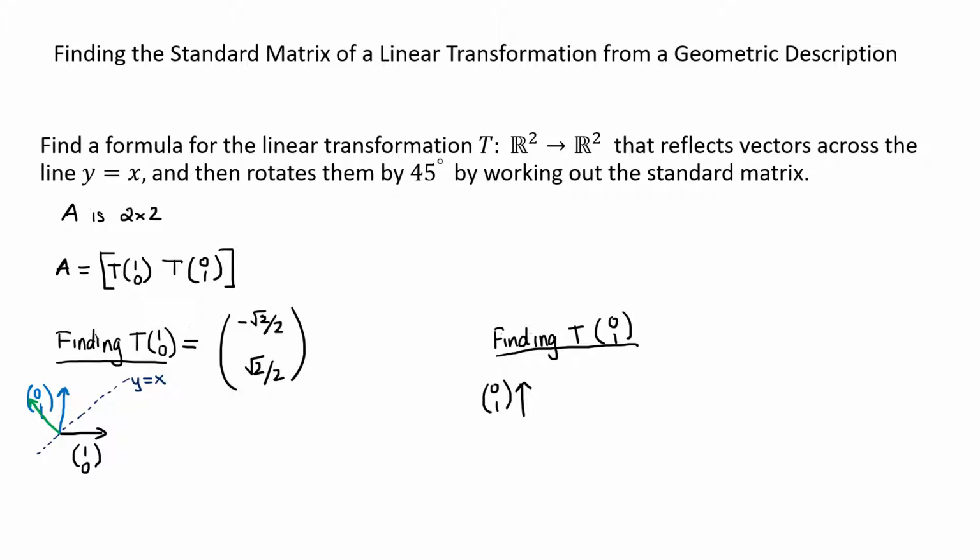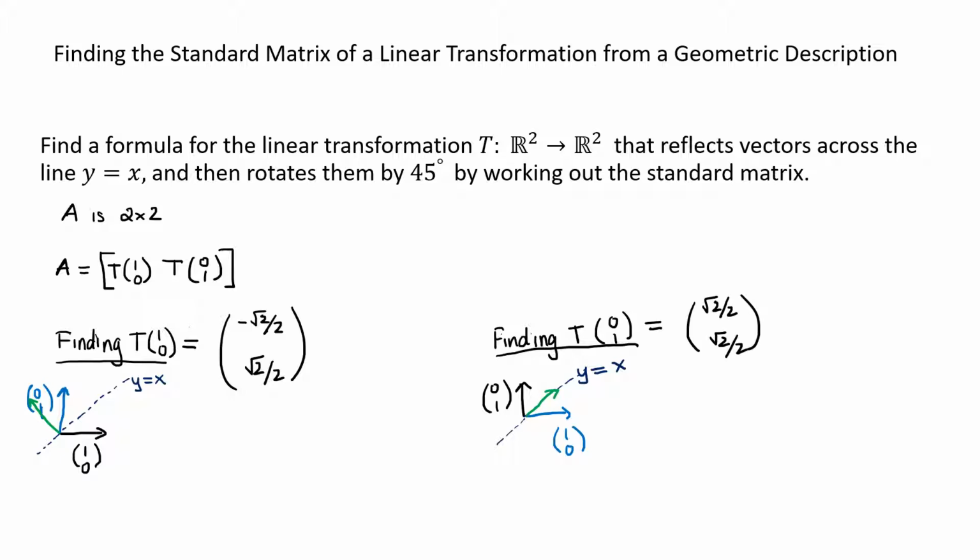All right, next up, let's find what happens to T of 0, 1. So we start out with the vector 0, 1. We're going to reflect it across the line y equals x. So it's going to reflect over to 1, 0. And then we're going to rotate it 45 degrees. So it's going to rotate up to actually lie on this line y equals x. Okay, so T of 0, 1 is going to be square root of 2 over 2, square root of 2 over 2.